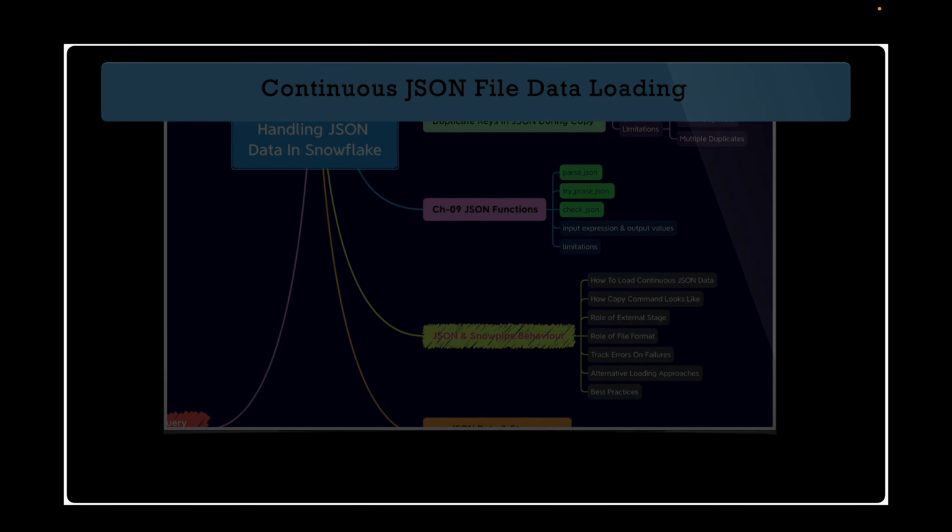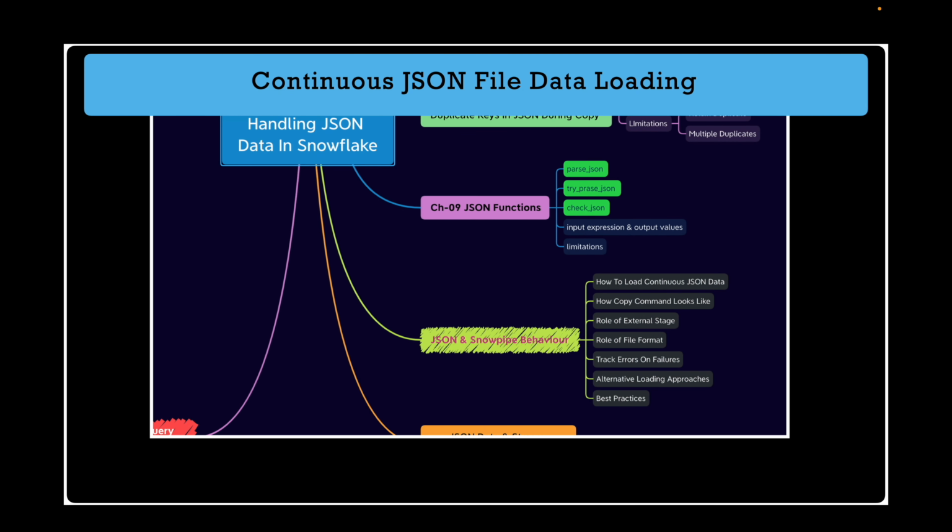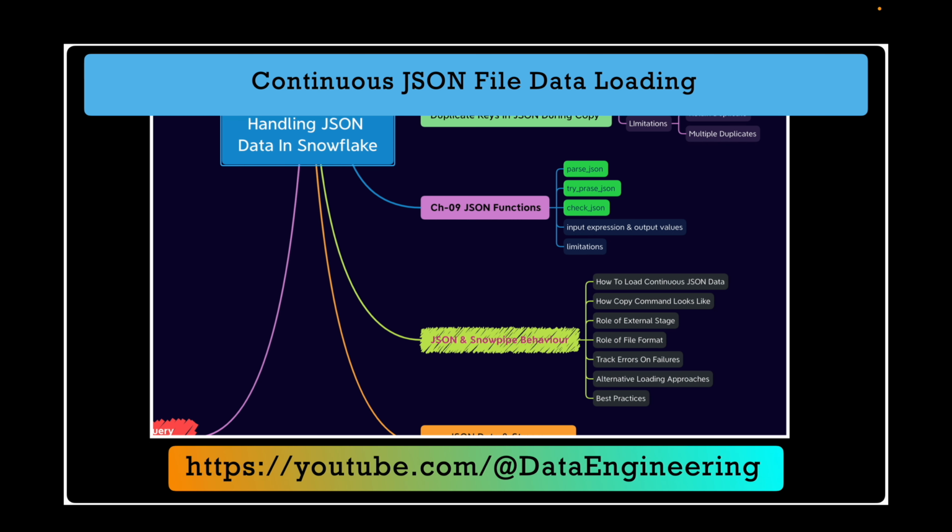So we have learned almost all the key features with respect to JSON data file loading, JSON validation, and JSON processing. Now, it would be interesting to explore how to load JSON data continuously into Snowflake using a pipe object, and cover topics like how to configure continuous data loading with JSON files, how to run the copy command, what the role of file format and external stages is, how to track errors while loading continuous JSON data files, and also understand if there is any alternative approach to load the data continuously, along with best practices around them.